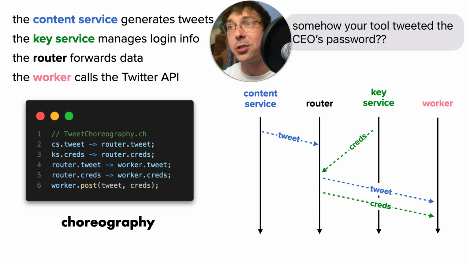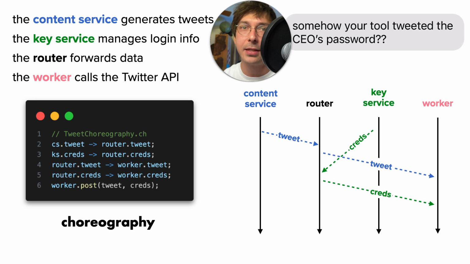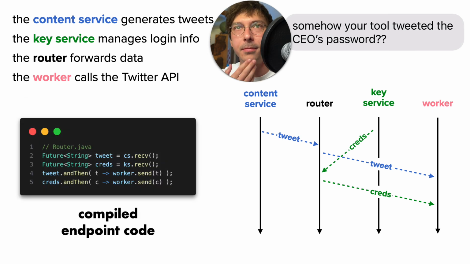But because we patched the compiler, we're actually going to get this behavior over here, where as soon as we receive the tweet at the router, we're going to be able to forward that to the worker. Likewise with the credentials. So if we look, where's the bug still, right? We still haven't seen it.